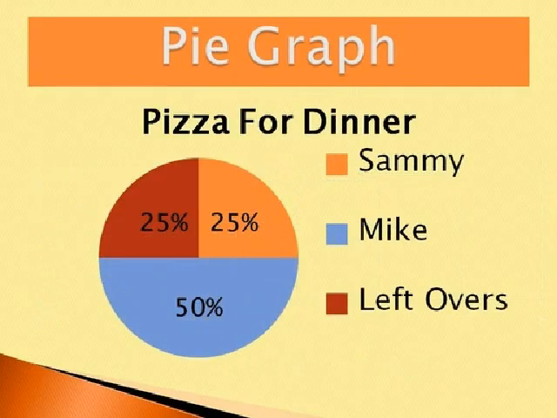For pie graphs, we also need to have a title. We need to show what each color in the graph represents. Right here, this is called the legend. We should also mark what percent of the whole each section represents.